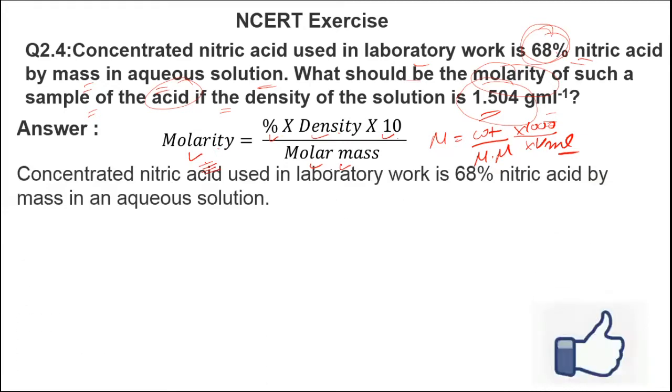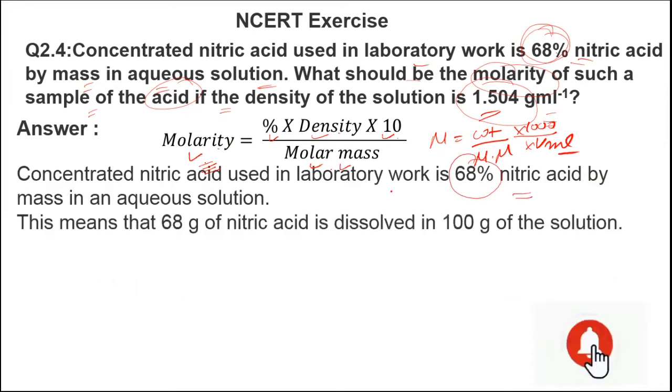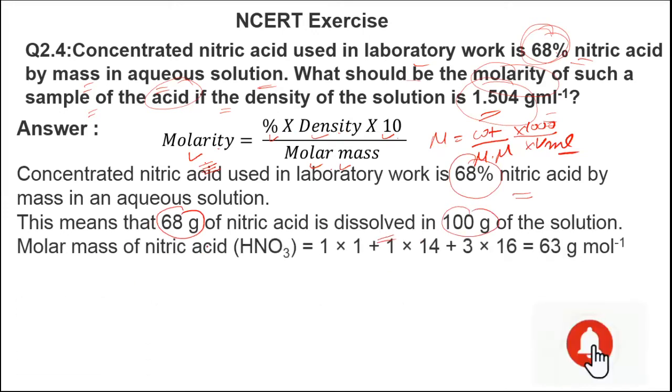Okay, in this question 68% nitric acid is given by mass in aqueous solution. What does that mean? It means 68 gram of nitric acid is dissolved in 100 gram of solution. The molar mass of nitric acid in this case is 63 gram per mole.